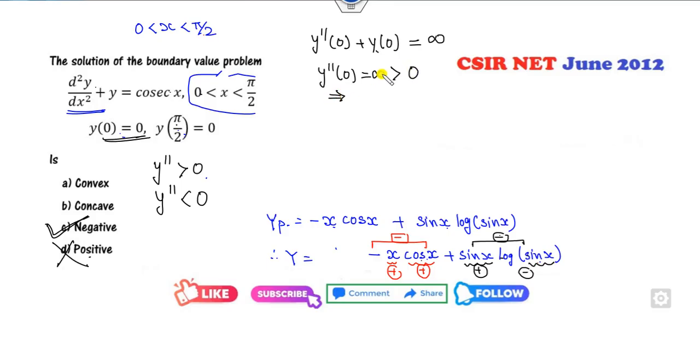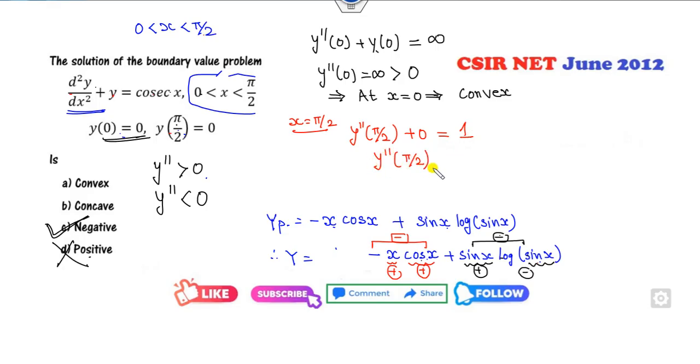Fine. So at x equal to 0, y double dash is greater than 0, that means it is convex. Now we can check the endpoint pi by 2. So what is that? y double dash of pi by 2 plus y of pi by 2 is cosecant pi by 2, which is 1. So y double dash of pi by 2 is 1, which is greater than 0. So therefore y is again convex here. It is convex here, it is convex here. So that means it is convex on this domain.